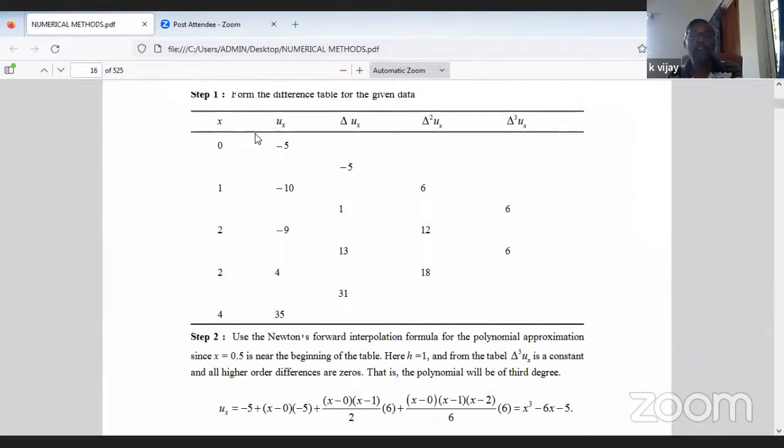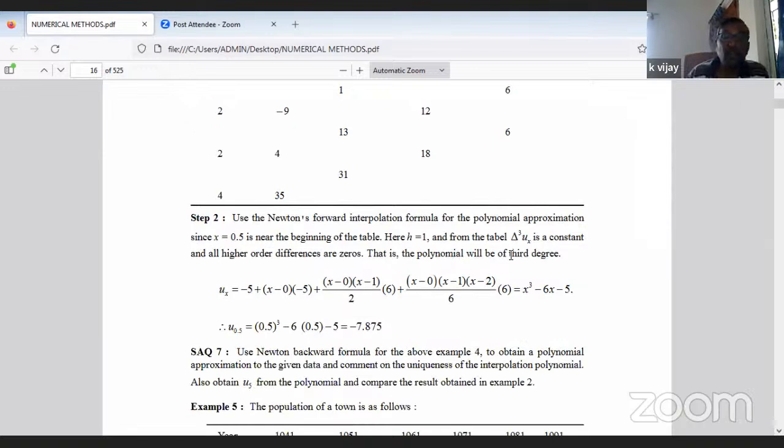So minus 10 minus minus 5 is minus 5. Minus 9 minus minus 10 is 1. 4 plus 9 is 13. 35 minus 4 is 31. Then 1 plus 5 is 6. 13 minus 1 is 12. 31 minus 13 is 18. 12 minus 6 is 6. 18 minus 12 is 6. Only four values are asked for: delta cube u.